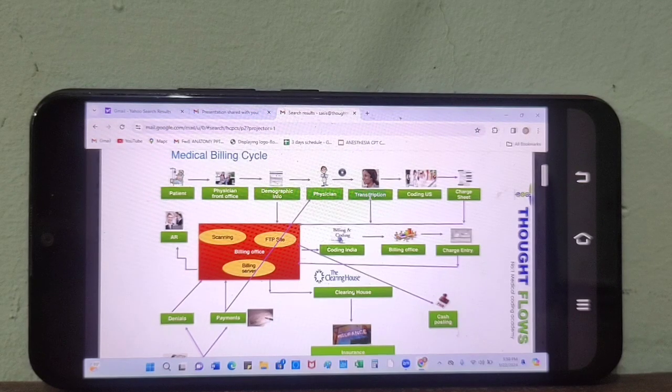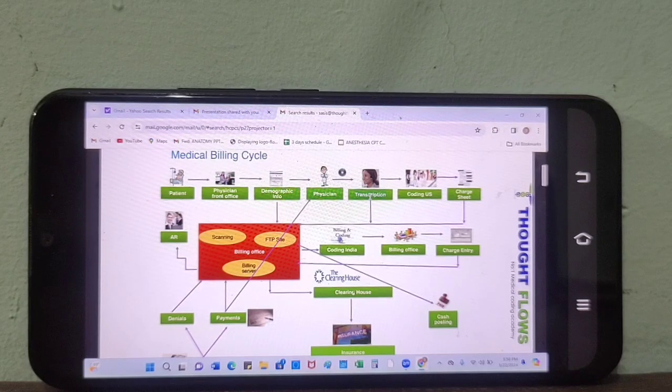After completion of the coding process, that chart is called a charge sheet, because here we are converting the text report into alphanumeric format. The charge sheet contains the name of the provider, patient name, insurance detail, CPT, ICD codes, HCPCS. Every piece of information is present in the charge sheet.